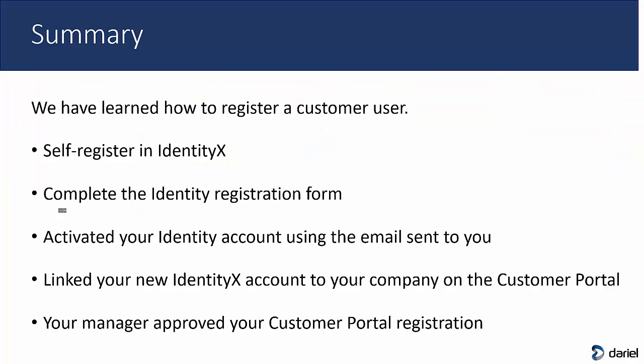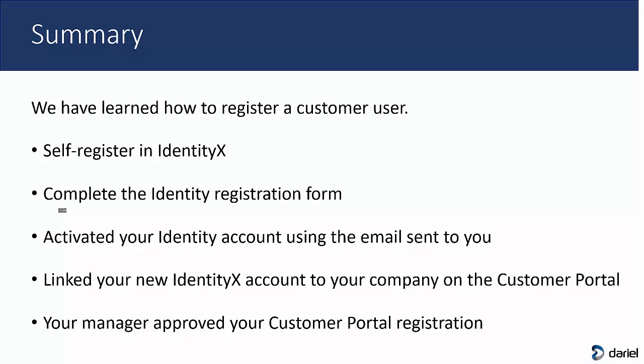In this video, we have shown you how to register a company's employee to be able to use the customer portal and complete vehicle shipments together with a driver and a vehicle identifier. We've learned how to self-register on Identity X. We've learned how to complete the registration form for the first time, and once completed, the user will be able to activate the identity account using the link shown in the email.